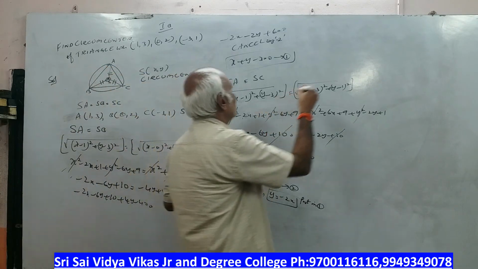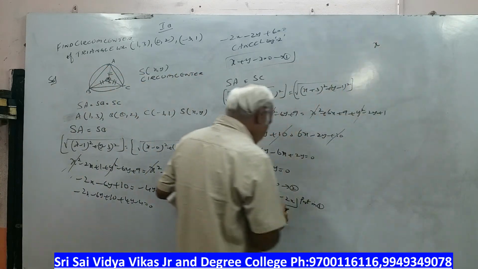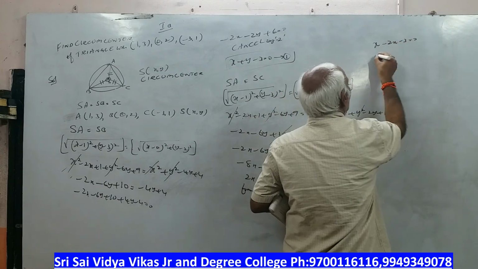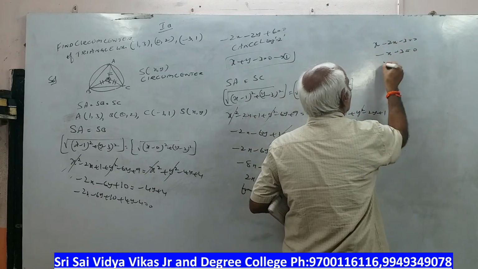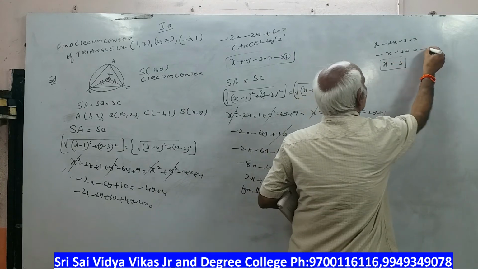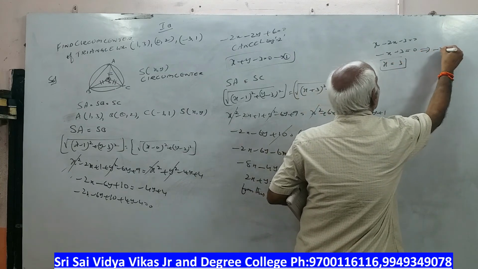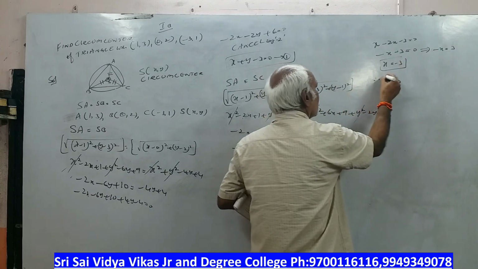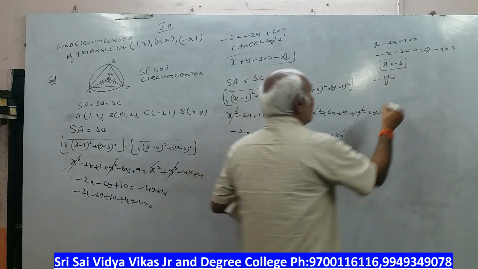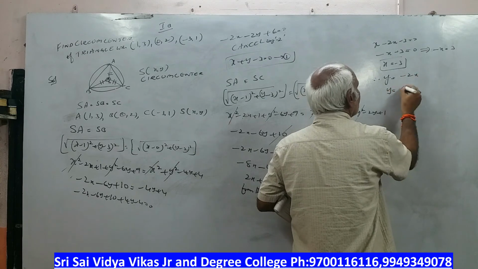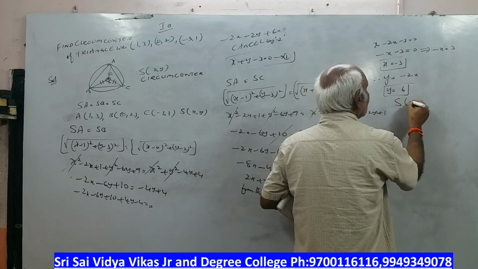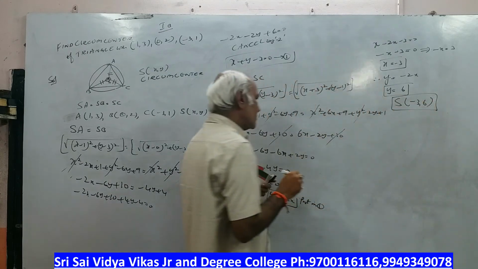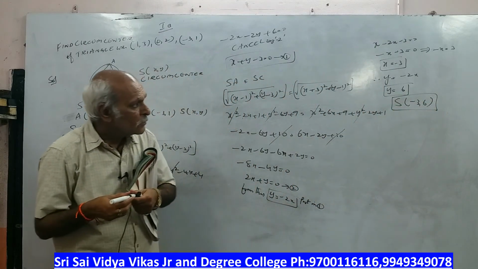Therefore, put in the first equation, y is replaced by minus 2x, minus 3. So what will happen? Minus x minus 3 is equal to 0. x is equal to, so x is equal to minus 3. Therefore, y is equal to what, sir? Minus 2x. Therefore, y is equal to 6. So what is the circumcenter? Minus 3 comma 6. What is circumcenter? Minus 3 comma 6. Okay.